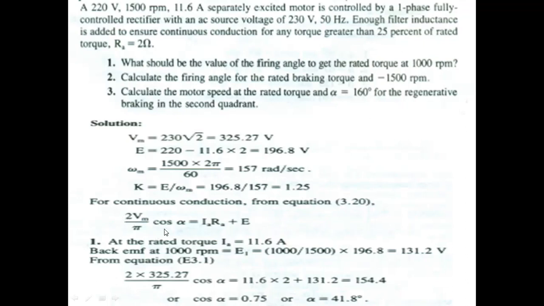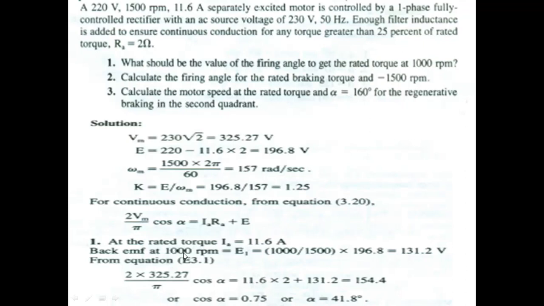For continuous conduction, from the equation I mentioned before, Va is equal to 2 Vm by pi cos alpha. In place of Va, I can write IaRa plus E. So IaRa plus E is equal to 2 Vm by pi cos alpha. Now, first bit: at rated torque, I have to calculate the firing angle at speed 1000 RPM. At rated torque, Ia is equal to 11.6 amperes.